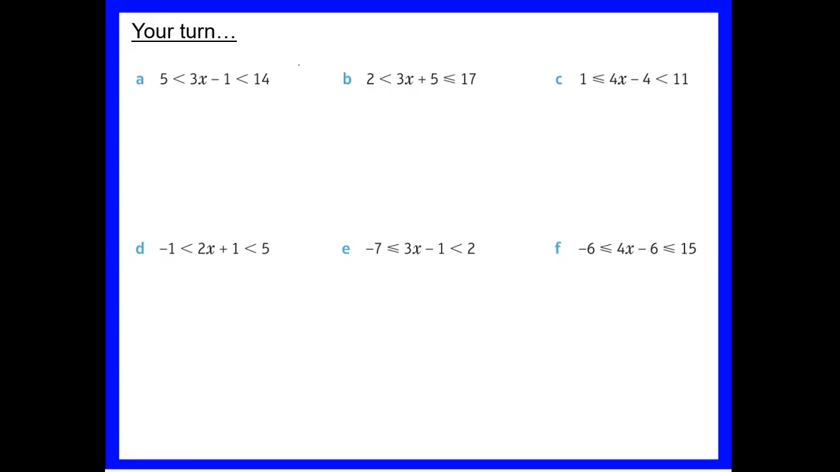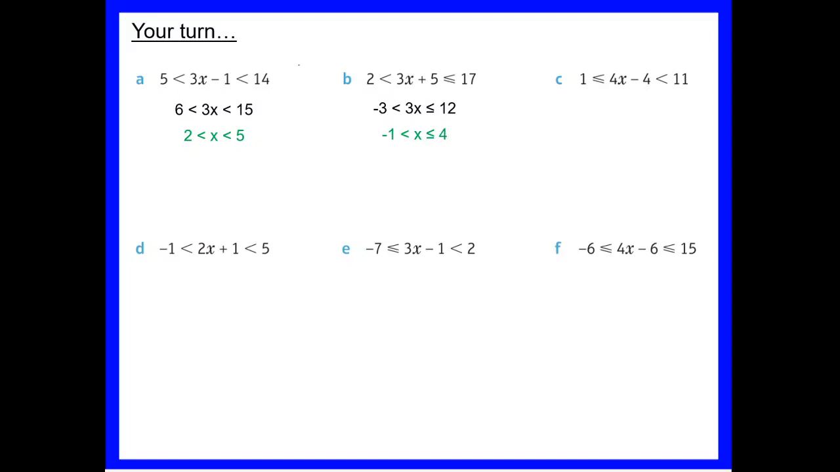All right, so the answers for these then. If we add 1 to all the parts, we get 6 is less than 3x, which is less than 15. Divide by 3, 2 is less than x, which is less than 5. For the next one, we're going to subtract 5 from all the parts first of all. So minus 3 is less than 3x, which is less than or equal to 12. Divide everything by 3. Minus 1 is less than x, which is less than or equal to 4.